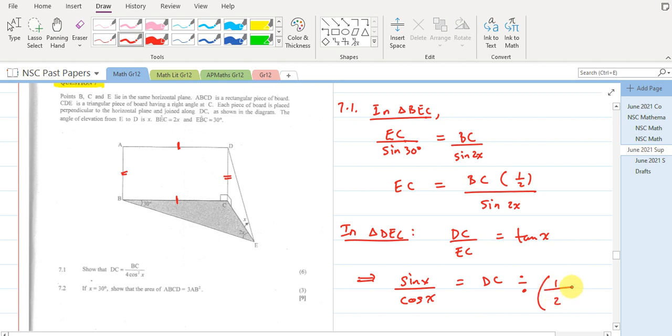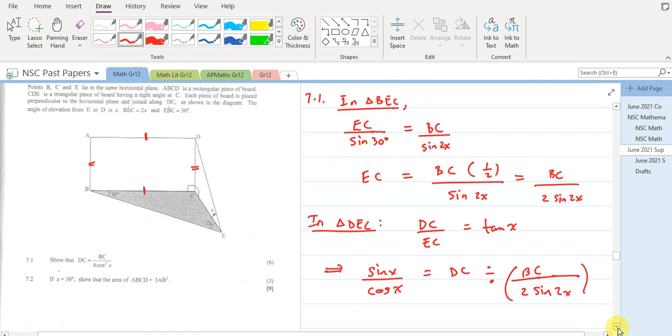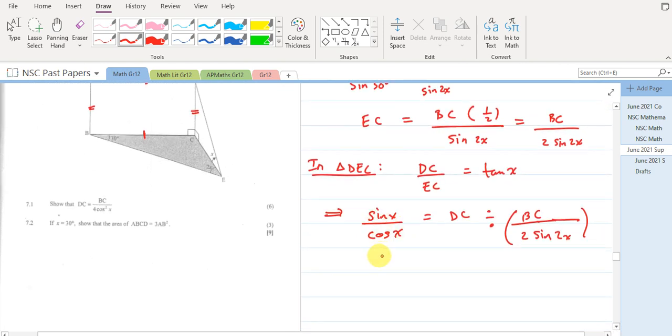1 over 2 sine 2x. So this is basically 1 over 2 sine 2x, and that's BC on top. So kind of saying BC over 2 sine 2x, right? Now we've got sine x over cos x, so leave it as sine x over cos x is equal to DC times 2 sine 2x over BC.